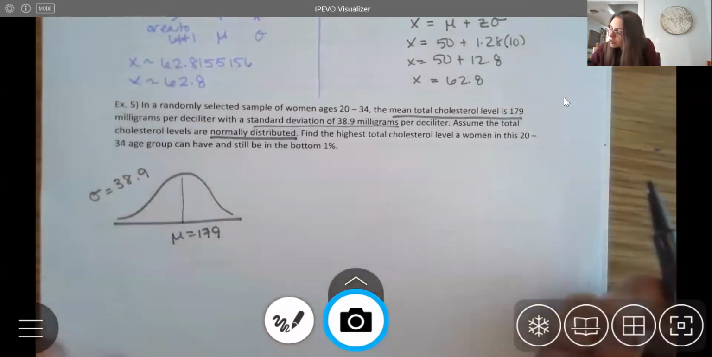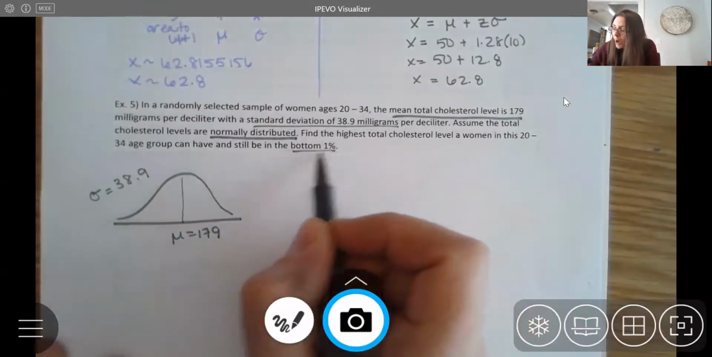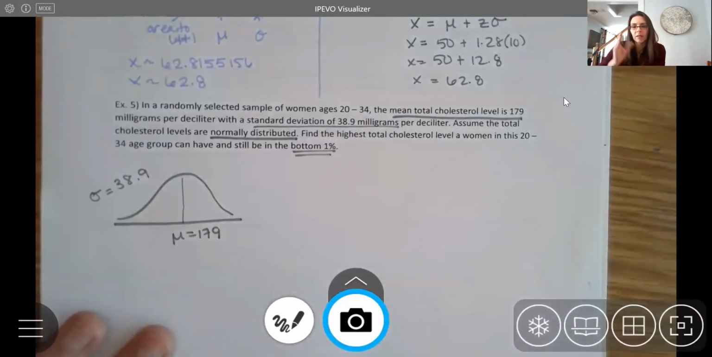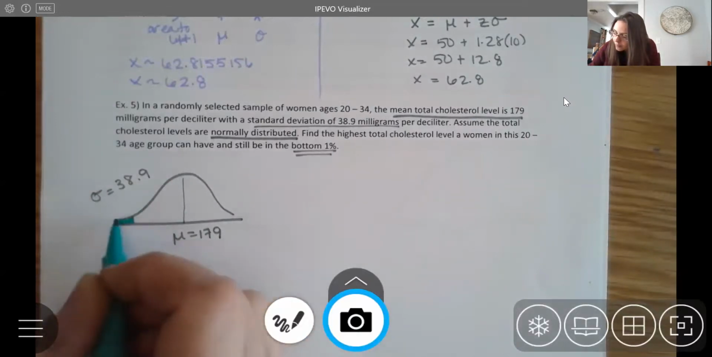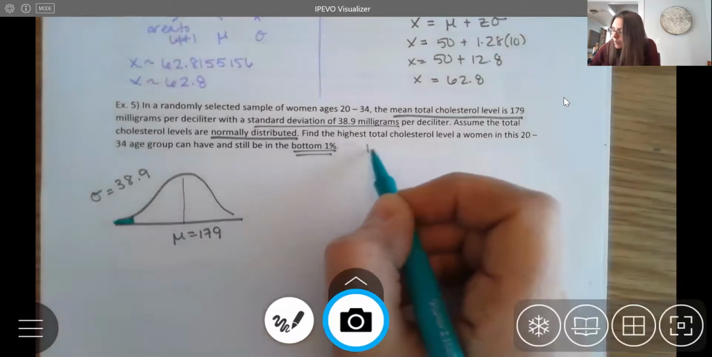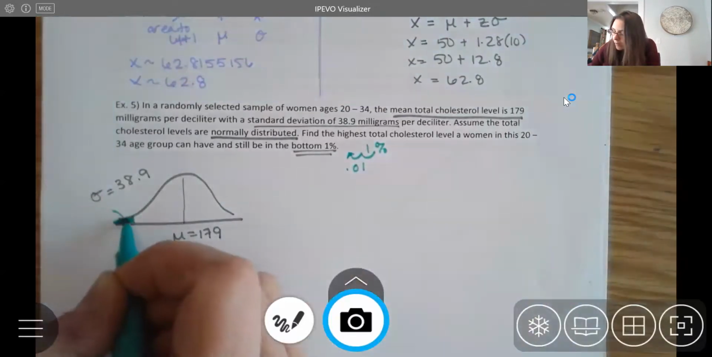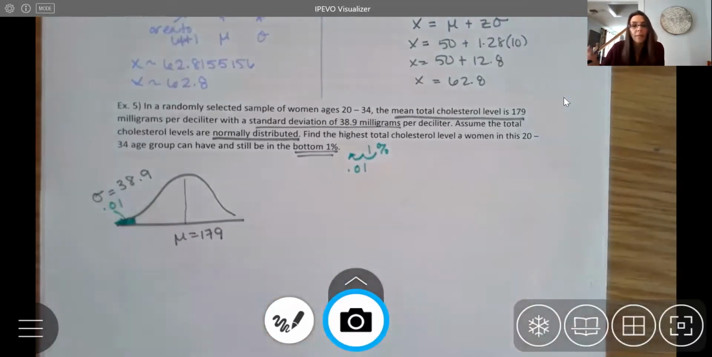Find the highest total cholesterol level a woman in this 20 to 34 age group can have and still be in the bottom 1%. So bottom 1%, right? That means we want just 1% to the left, and then everybody else is above that, so something like way over here. And that 1%, if I move my decimal 2 spots to the left, I'm actually using area or probability of 0.01. Probabilities, areas, remember they're all interchangeable here.